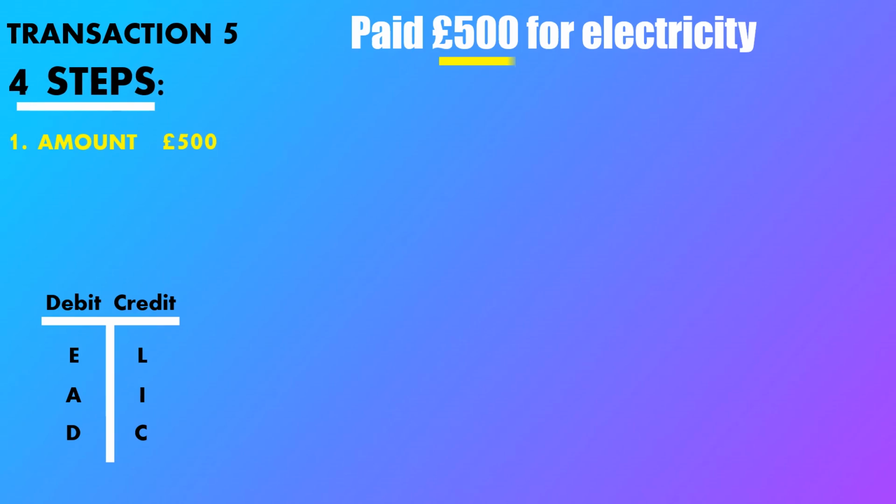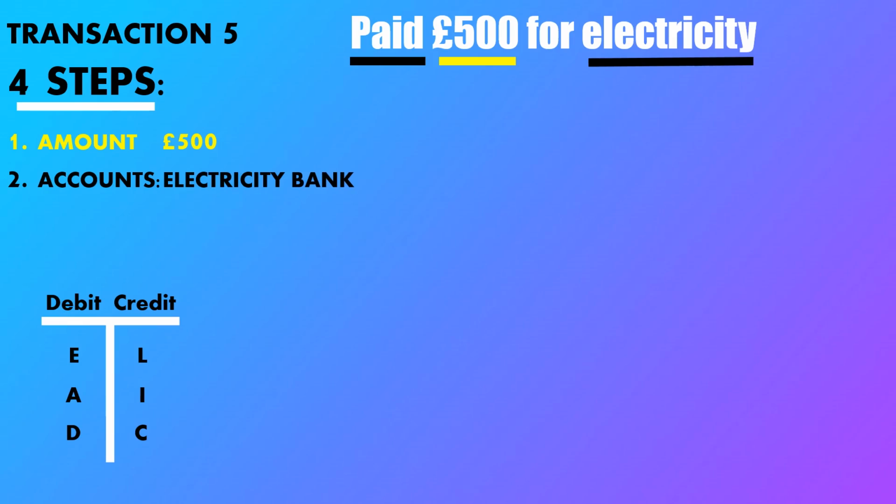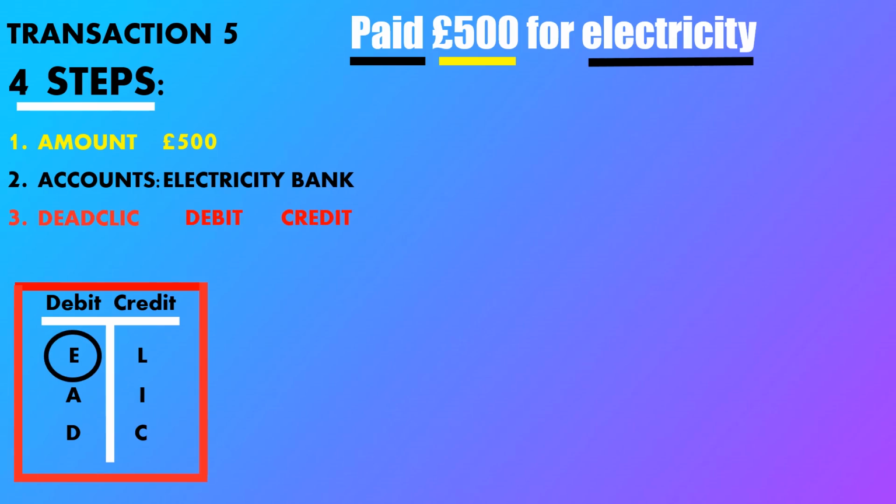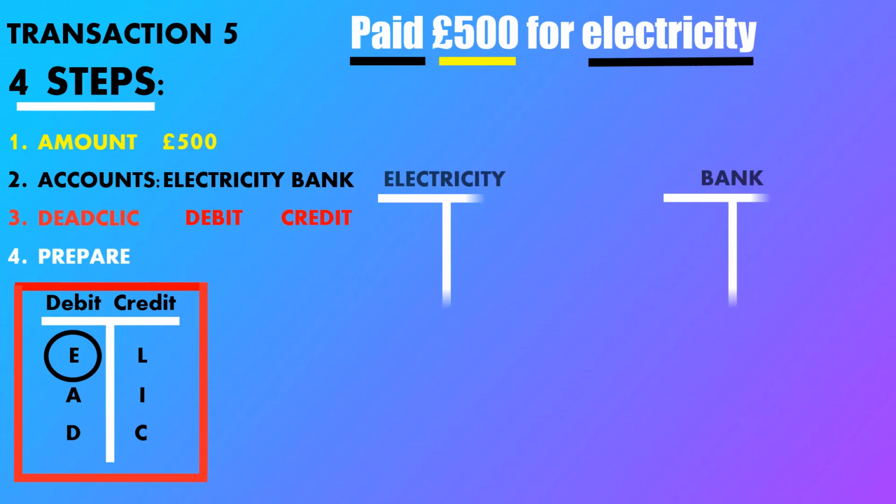For step 1, it is £500. For step 2, it is electricity and bank, as the word paid relates to the money and electricity is what is being paid towards. For step 3, we must debit electricity as it is an expense, which leaves us to credit bank as the money is being used. Now we can prepare T accounts. We will debit £500 in the electricity account and credit £500 in the bank account.